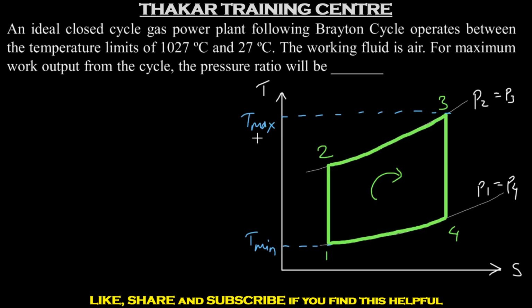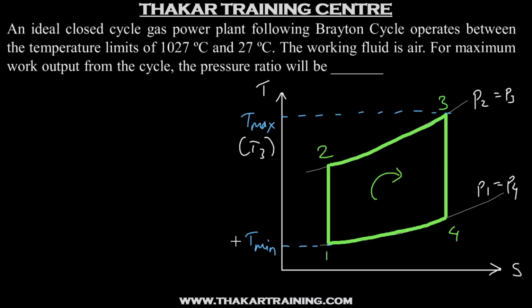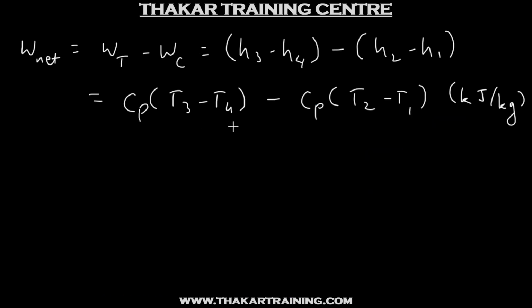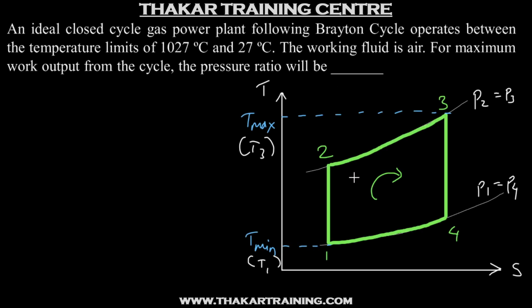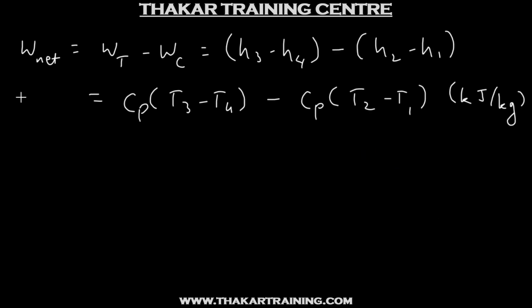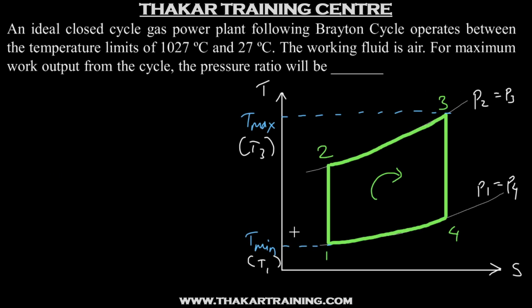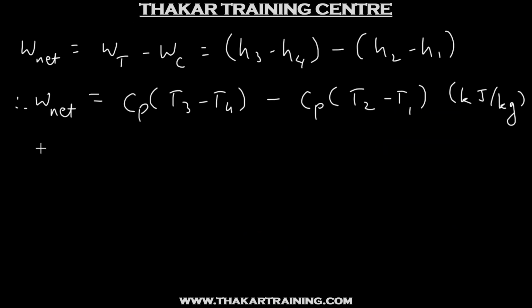Now we have T max, this is nothing but T3, and T minimum, this is nothing but T1. And in this expression, we have all the temperature terms present. So what we will try to do is get T4 in terms of T3 and get T2 in terms of T1. So we are eliminating T4 and T2. We'll write them in terms of T1 and T3. So this is one expression. We'll come to this later. So we have 1 to 2 is an isentropic process. So T2 by T1 will be equal to (P2 by P1) raised to (gamma minus 1) by gamma.